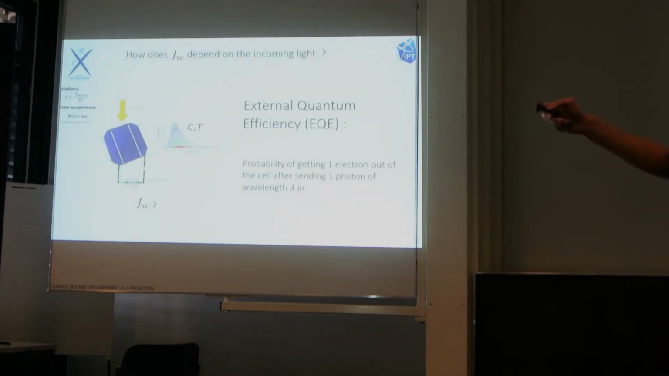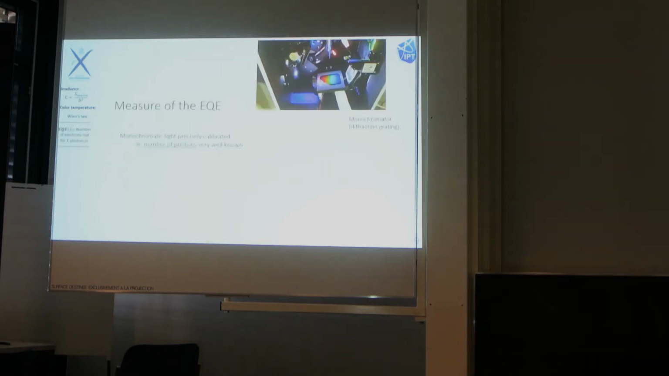Now we want more precision on how the current will depend on incoming light, and to do this we are going to introduce the external quantum efficiency. What is the definition? It is the probability of getting one electron out of the cell, so this is the current, after sending one photon of wavelength lambda. So this is really a story of probabilities for one electron and one photon.